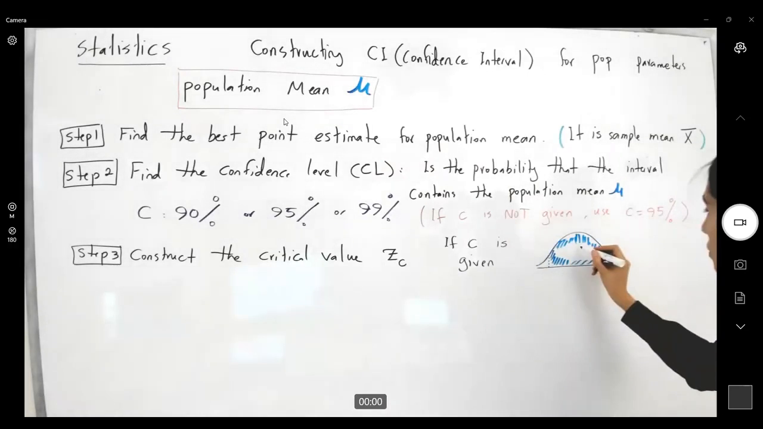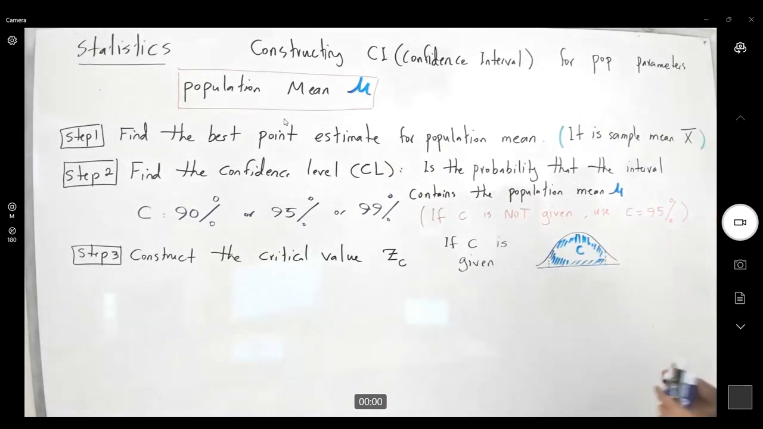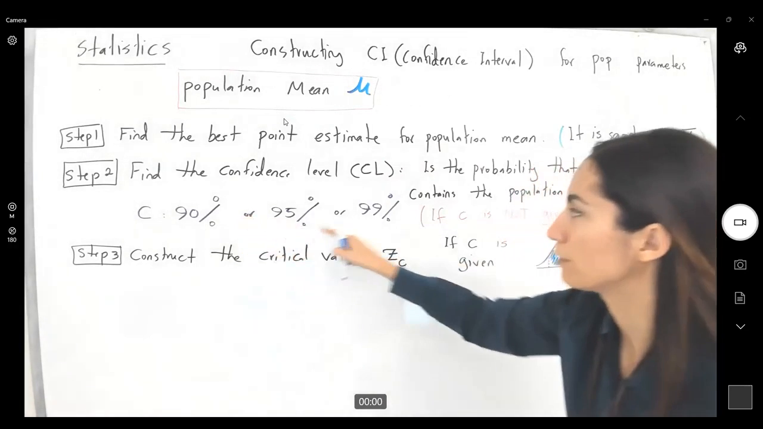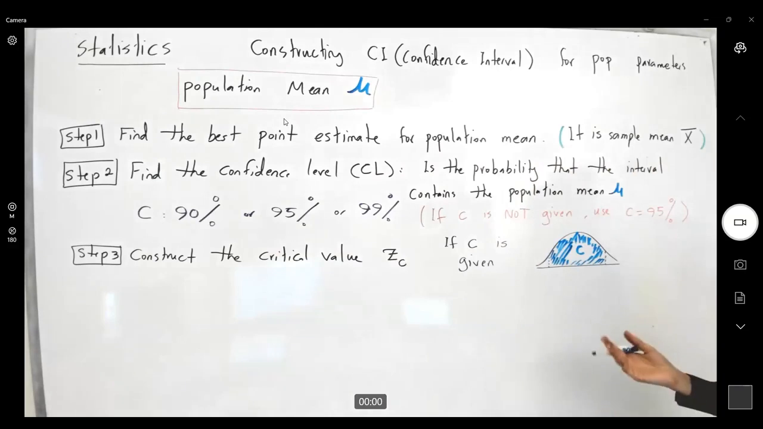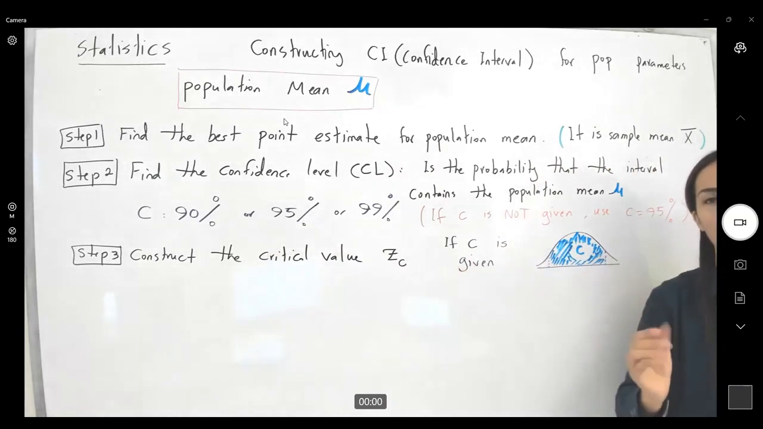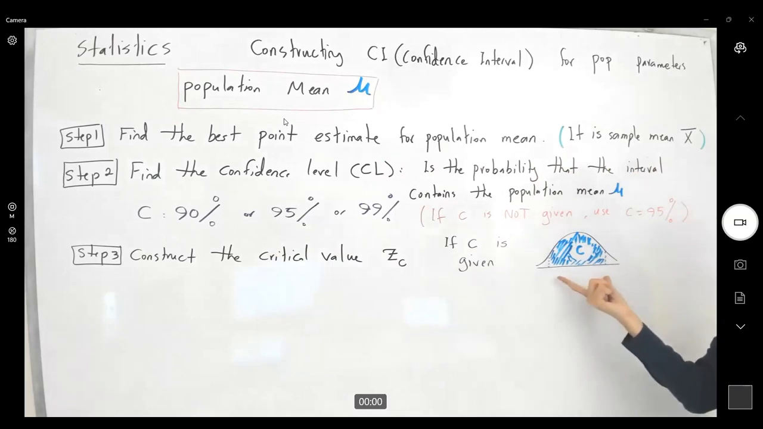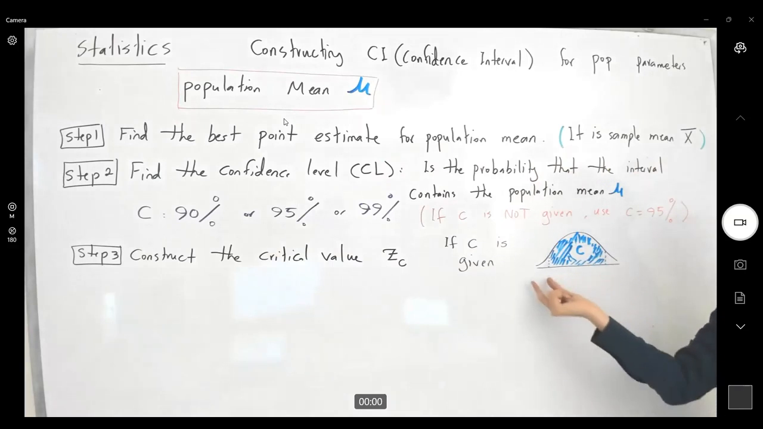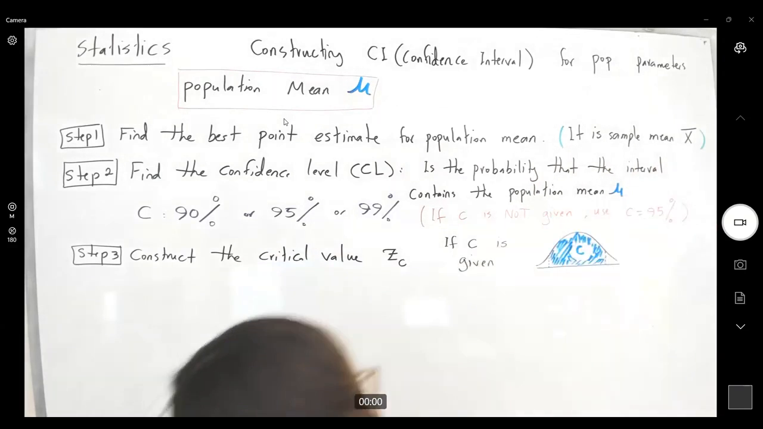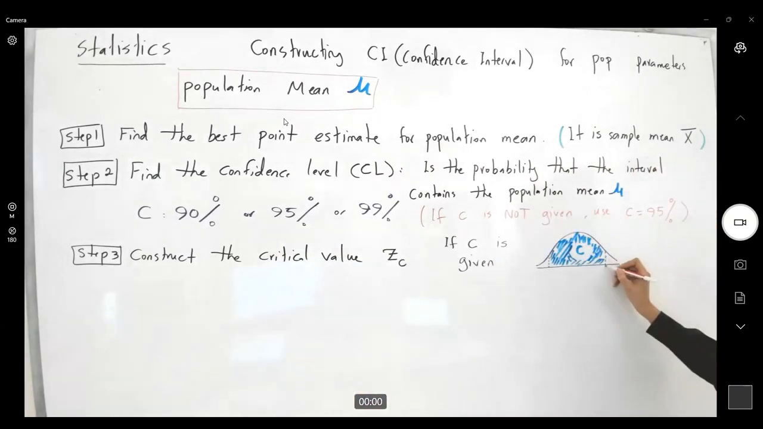So suppose you have your C, the confidence level. Okay, this is this area. It might be 90%, 95%, 99%. It doesn't matter, whatever it is, this is just this area. What you're going to do, you're going to find ZC. ZC, the critical value, is the value that divides all the probable values from non-probable ones. So ZC is going to be here.